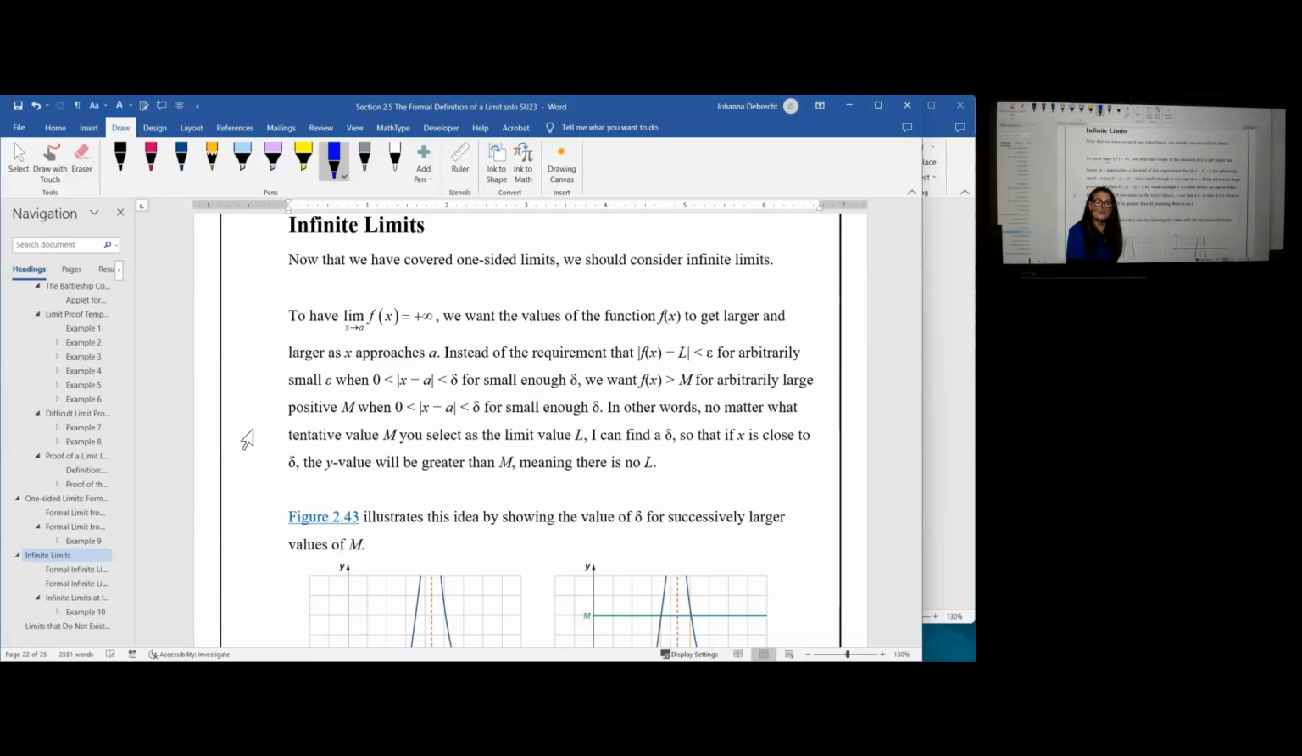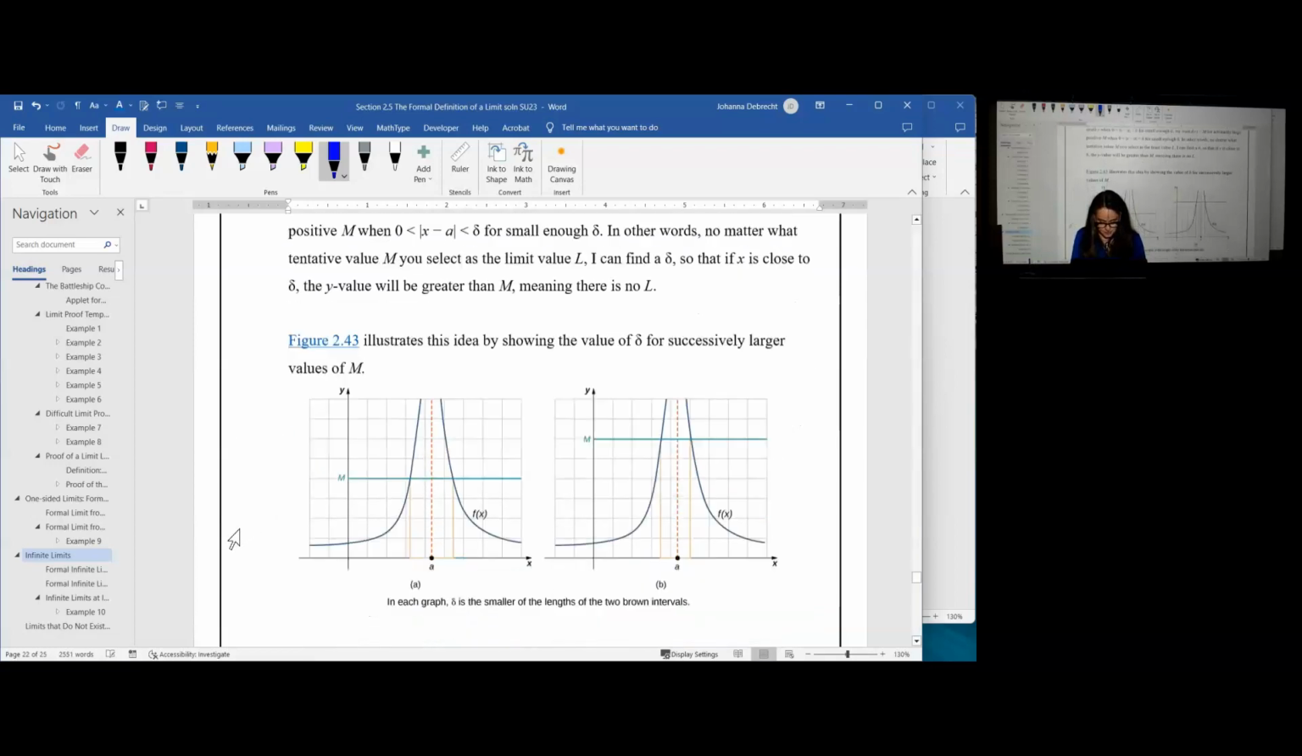Find a value for delta that makes the function value be bigger than 10 billion. Well, if that's not enough, try googolplex. Your job is to find a delta that makes the function values close to a bigger than a googolplex, which is 100 to the 100th power, I think. Okay, now what we want to do is write up the formal definition and look at the picture.